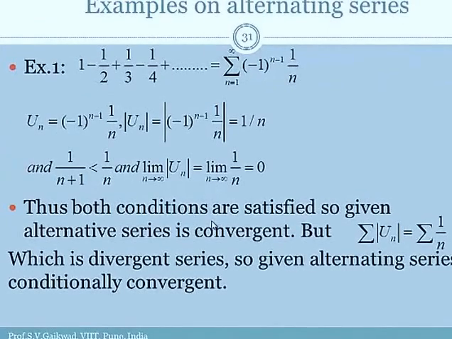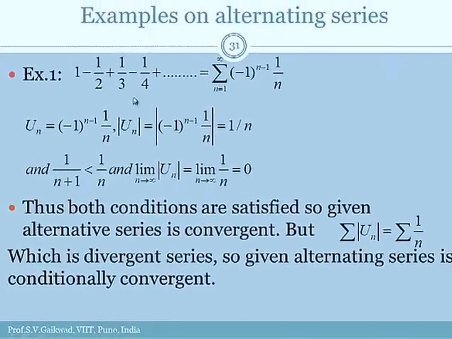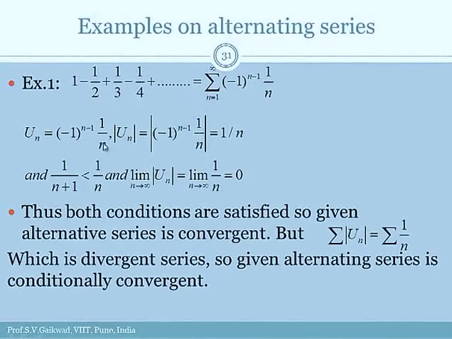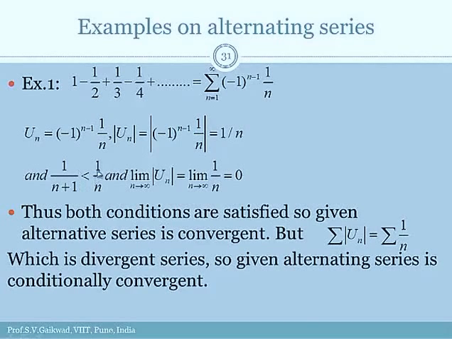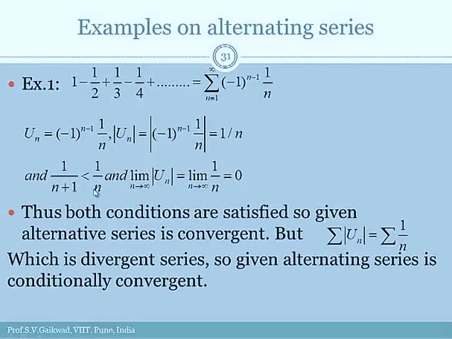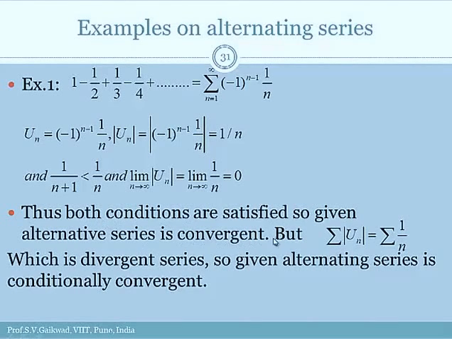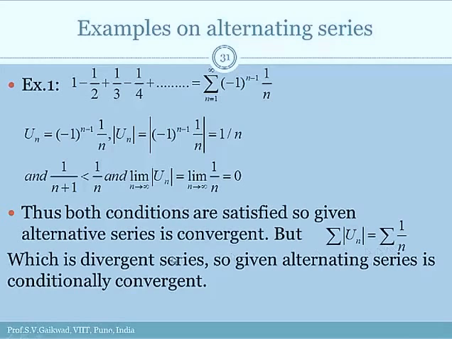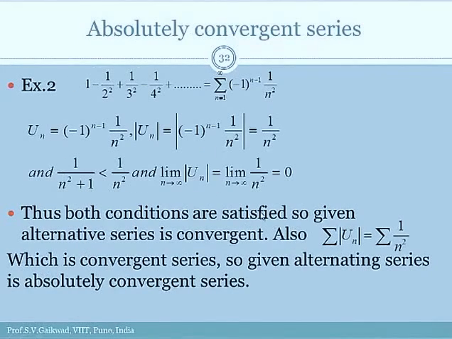Now go to the examples. 1 minus half plus 1 by 3. In this first example, if you take the modulus of un, you get 1 by n. Obviously the terms are decreasing, 1 upon n plus 1 is less than 1 by n, and the limit of mod un as n tends to infinity is 0. So both these conditions are satisfied, so the given series is convergent. But remember, its positive series, sigma 1 by n, is a p series with p equal to 1, which is a divergent series. So the given series is conditionally convergent.